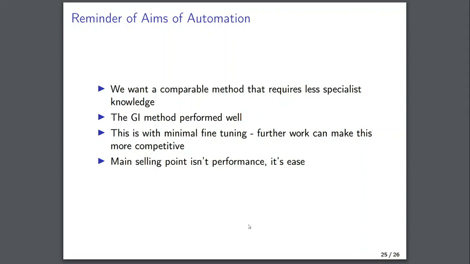So just to remind you what we're trying to do here, we wanted a comparable method that requires less specialist knowledge, which we have. Our method still performed well, so we're happy with it. There's minimal fine-tuning, and there's a lot of genetic algorithm work that could be put in that could further that fine-tuning. But for now, we're happy with this. But we will try and work on seeing what we can do with a more competitive GI. And even if this is the best that can be done, the main selling point isn't performance, it's ease of use. And we can definitely say that we've improved the ease of use.